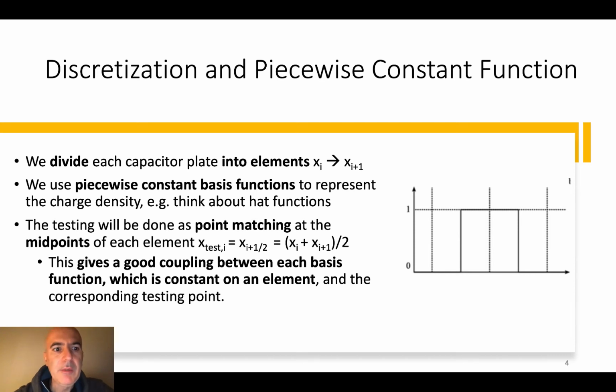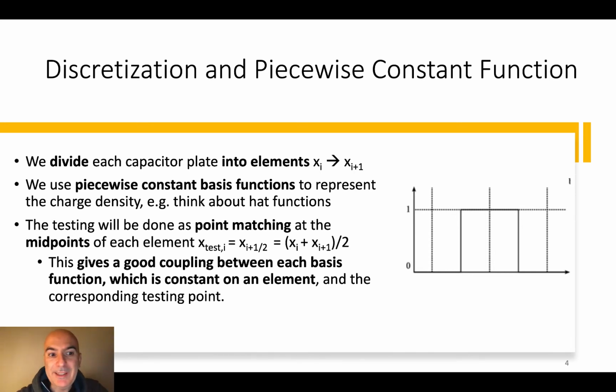In this case, we're going to use a piecewise constant basis function, that is basically a hat function. So for each element, we are going to have one corresponding piecewise constant function that is going to be equal to 1 on that particular element and 0 in all the other elements. So very, very simple, right? So even simpler than the linear basis function we'll be using in FEM.